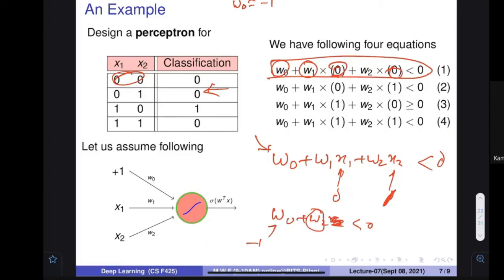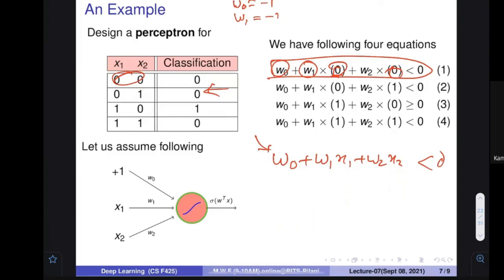I can choose again W2 is equal to, because they need to be less than 0. I can choose W1 is equal to what? Minus 1. Make sense? Go to the next equation.